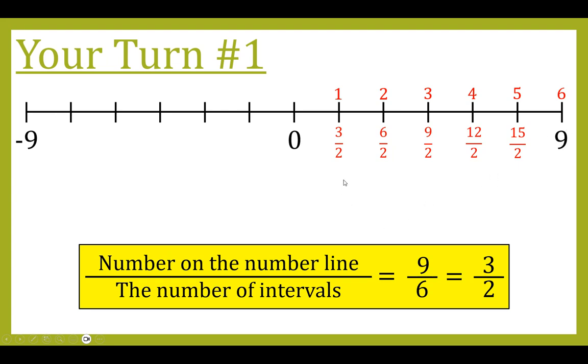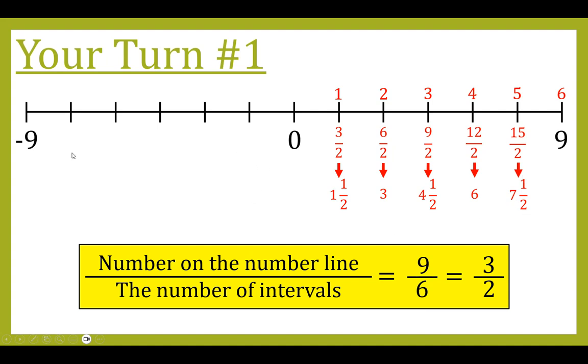Okay. So now what I'm going to do is write these as mixed numbers. So I'm going to convert the improper fractions to mixed numbers. 6 divided by 2 is a whole number, which is 3. 9 over 2 is 4 1/2. 12 over 2 is a whole number, which is 6. And then 15 over 2 converts to a mixed number of 7 1/2.